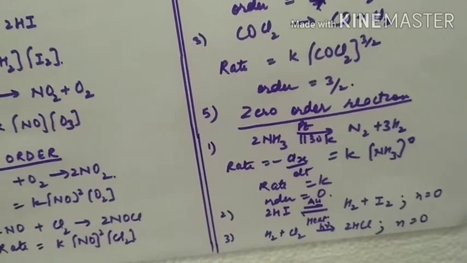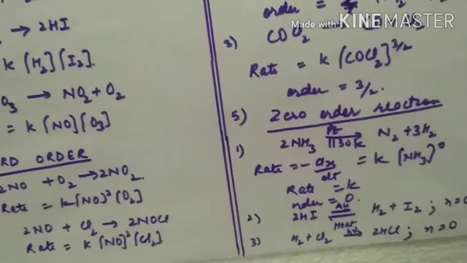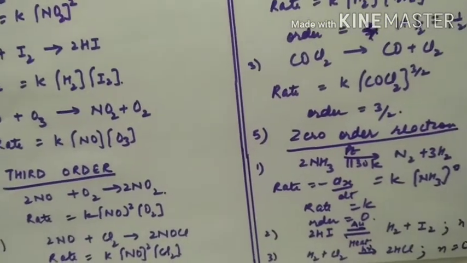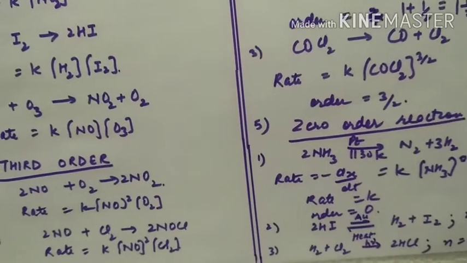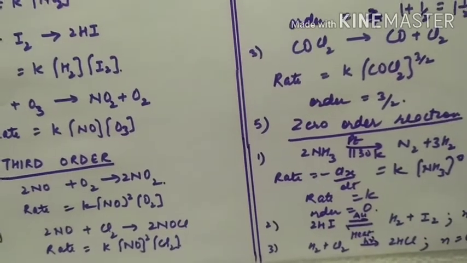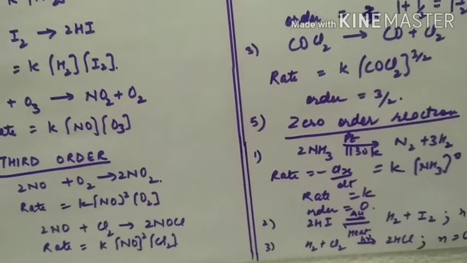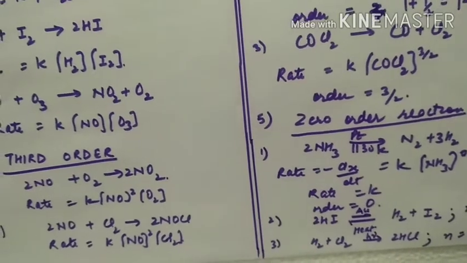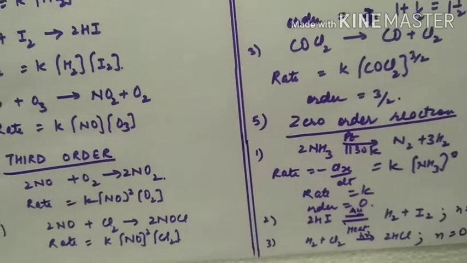It does not depend upon the concentration of reactants. This happens because once the platinum surface is completely covered by ammonia, whatever the concentration of ammonia may be, it will not decide the rate of reaction. So order of reaction is 0.